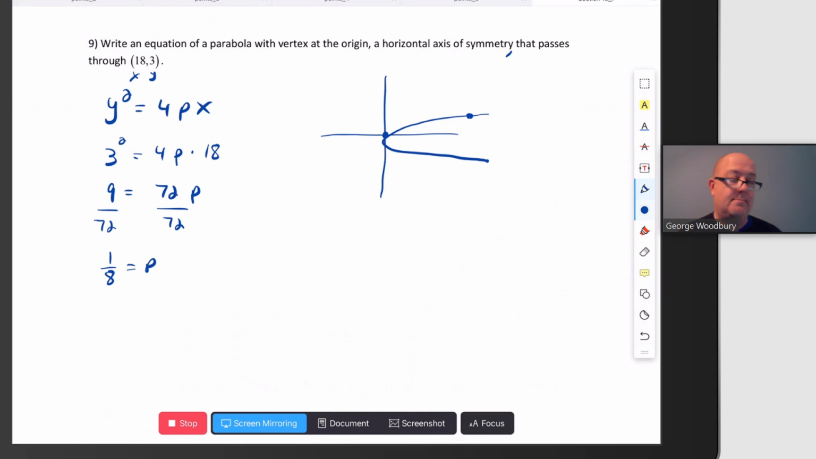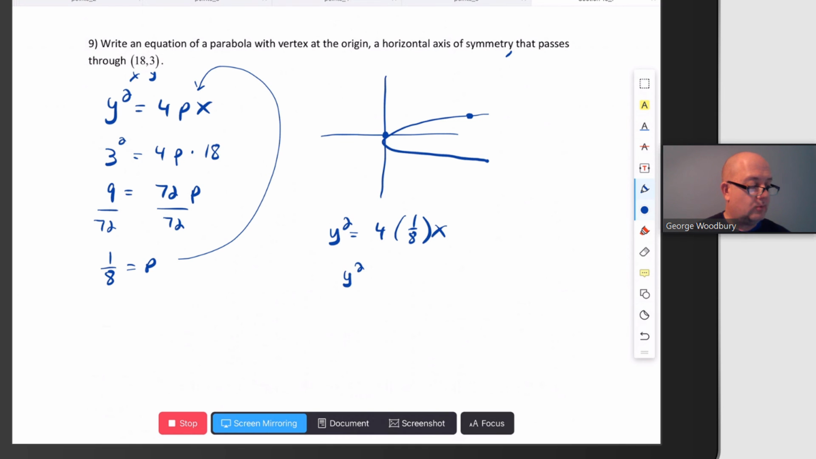So I can bring that back to that equation and put in 1/8 for p, and that's going to give me the equation of the parabola. y squared equals 4 times 1/8 x. 4 times 1/8 is 4/8 or 1/2. y squared equals 1/2 x is the equation of this parabola.